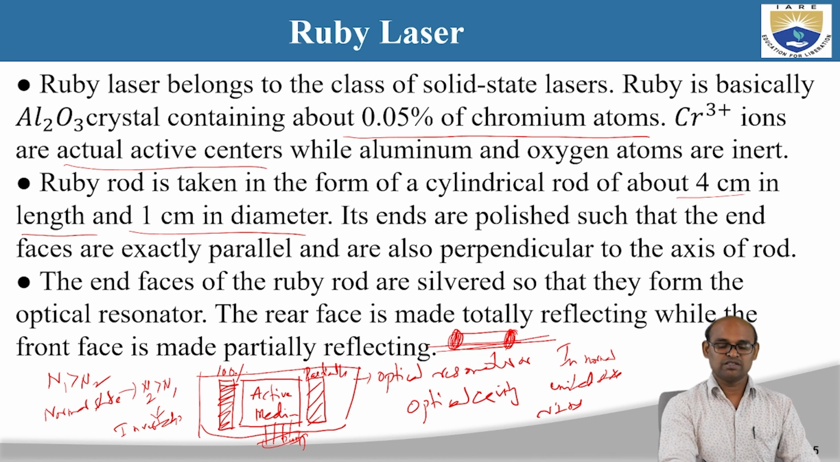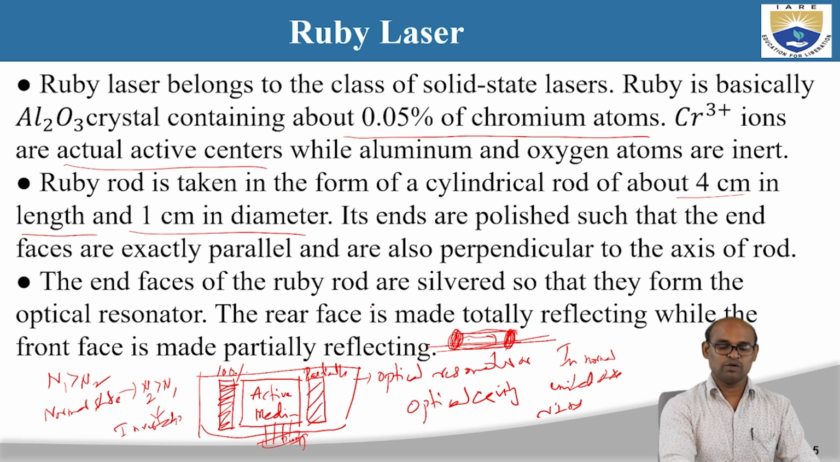Now these two end faces are polished such that they will act as mirrors, and in between them we have this Al2O3 plus 0.05% of chromium atoms. So this is actually the active medium. You have an active medium, which is this ruby rod with added chromium atoms, and the ends of these ruby rods are polished such that you have an optical resonator.